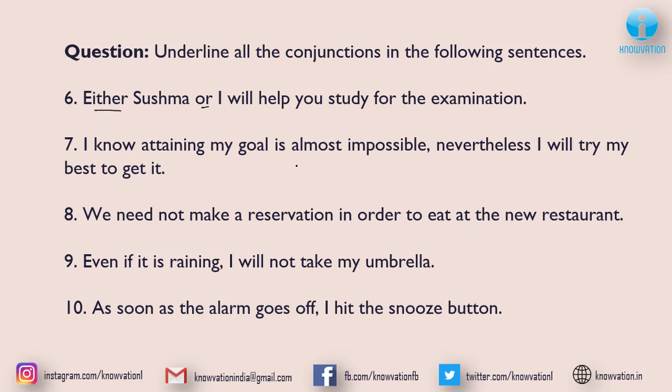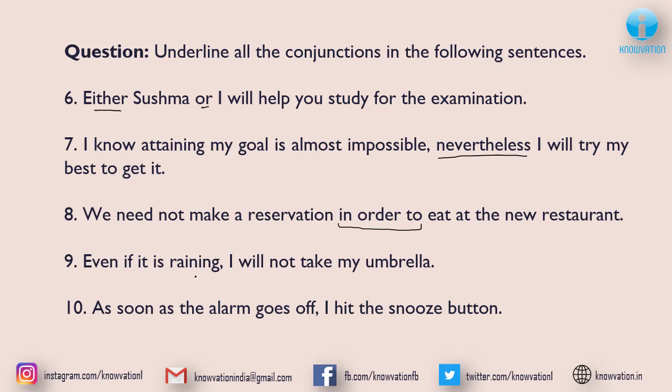I will attain my goal. I know attaining my goal is almost impossible. Nevertheless, I will try my best to get it. So "nevertheless" is joining these two parts of the sentence, hence it's my conjunction. We need not make a reservation in order to eat at the restaurant. So here, "in order to" is my conjunction which is joining these two parts.